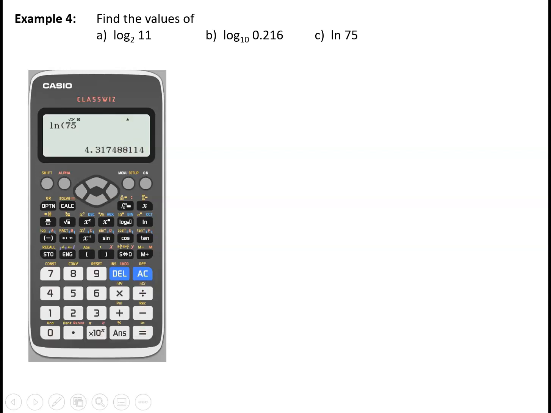So in this video we've introduced logarithms. We'll be seeing a lot more about logarithms in subsequent videos.